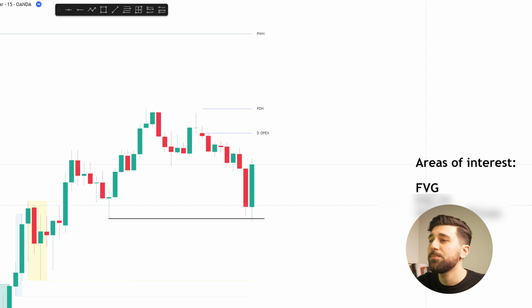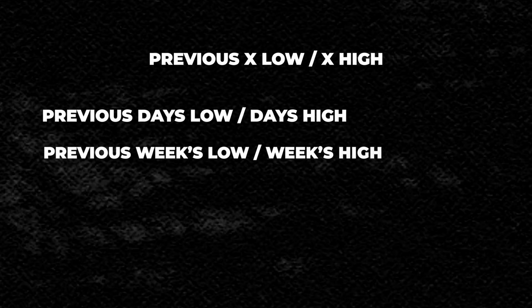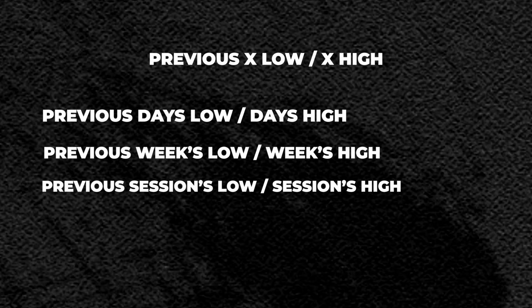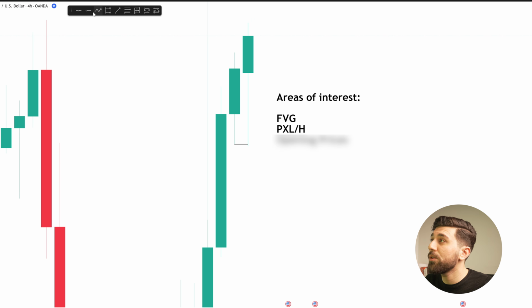So right in here, you can see previous X low or high. That can be previous day's low or high, previous week's low or high, also previous session's low or high. And in this case, it was a previous session. As you can see here, on the 4-hour time frame, that was also a 4-hour fair value gap. So it was perfect according to the checklist of my strategy.